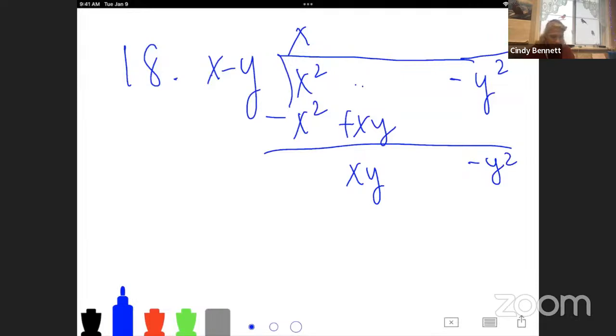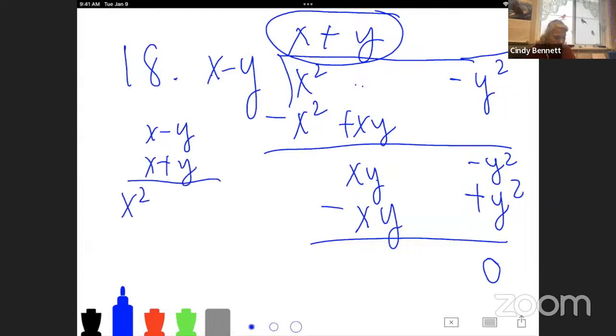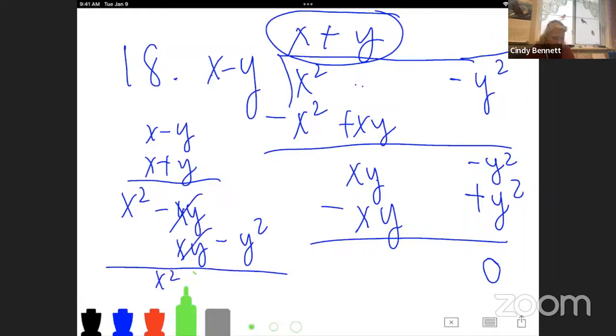So what times x gives you xy? It would be plus y. So that would give you xy minus y squared. I change the signs, I get 0. So this is your final answer. And you're supposed to check that also. So x minus y, x plus y, x squared minus xy, and then xy minus y squared. And as you can see, the middle xy's cancel out, x squared minus y squared, which is what you have here. Okay, so that's number 18.